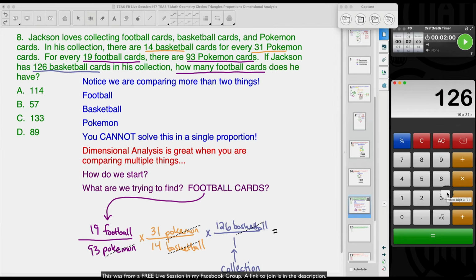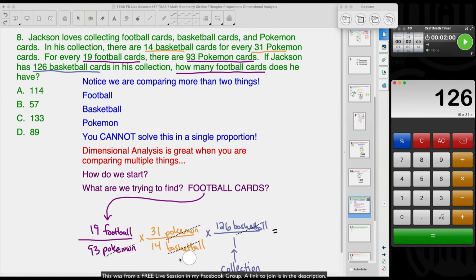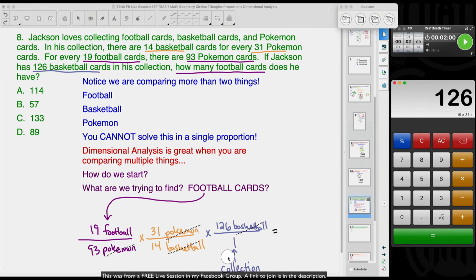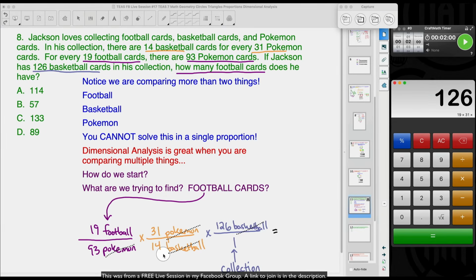Immediately, whatever numbers you have at the bottom, we have a 93, we have a 14, and we can skip this 1. The 1's not going to change anything. Multiplying by 1, dividing by 1, it doesn't change anything. But whatever numbers you have at the bottom, divide by those numbers. And you can divide by them individually.